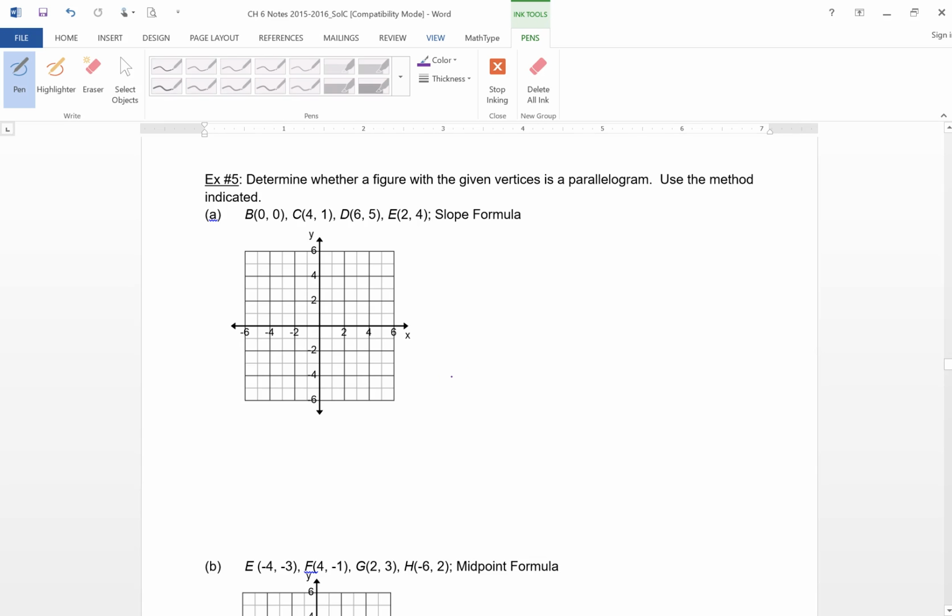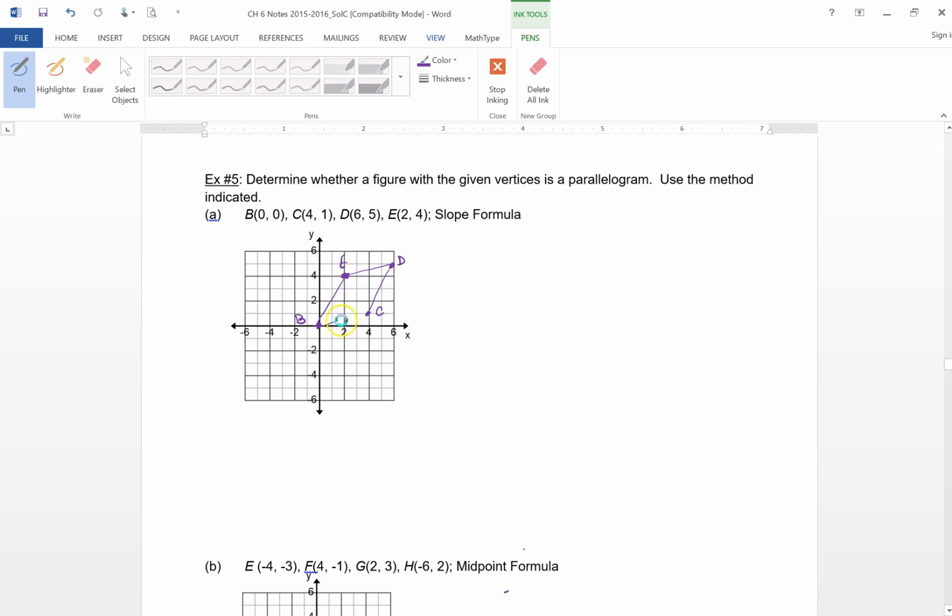Last but not least, determine whether the figure with the given vertices is a parallelogram. Use the method indicated. Okay, let's plot these. At the origin, we have B. At 4, 1, we have C. At 6, 5, we have D. And at 2, 4, we have E. Okay, so what this looks like is this.